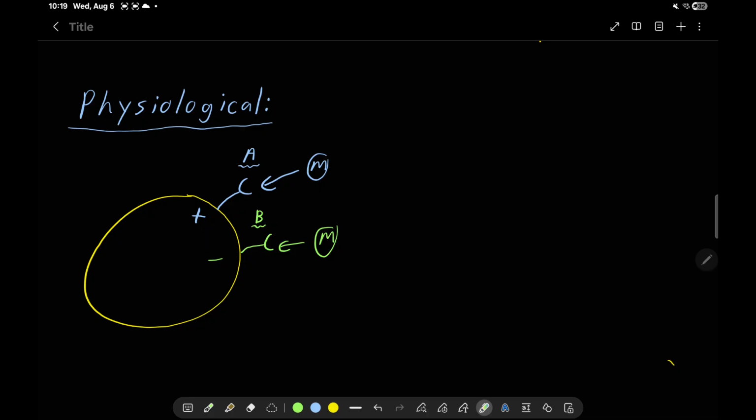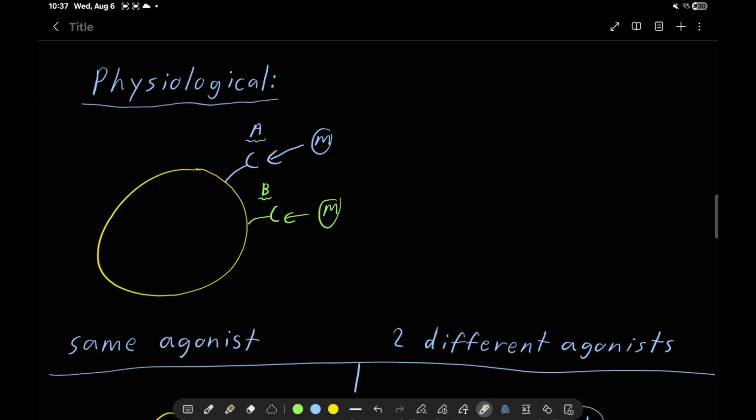And this type of antagonism is very useful because it helps prevent responses from getting out of control. It keeps response levels in check. And if response levels get out of control, this could be very dangerous for the body. So this type of antagonism is essential. Now, it's important to note that the agonists that are binding onto your receptors can be two completely separate agonists, or they can actually both be the same type of agonist.